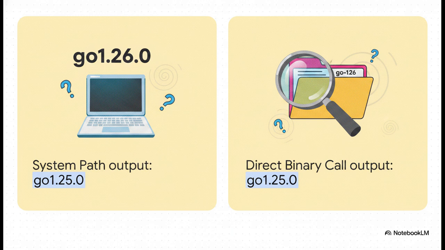No way, right? How can a binary sitting in a folder literally named go-1.26 run and claim to be version 1.25.0? At this point, it feels like your operating system is gaslighting you. But, as we know, in software there's always a logical explanation, even if it's hiding in the shadows.